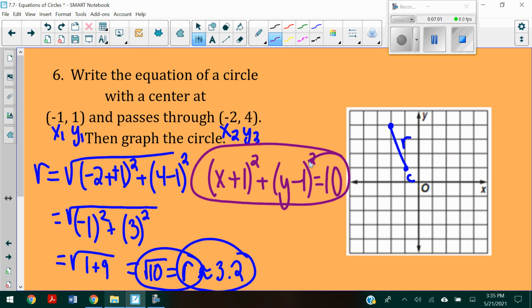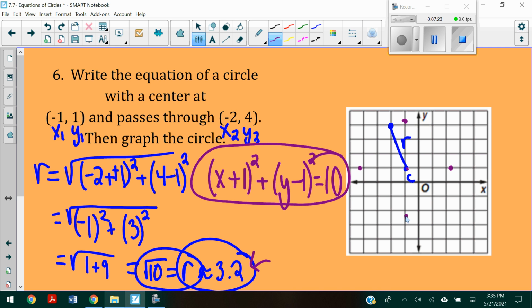All right, so there's our equation. Now we're going to graph it using this part. So you have your center, and now from here, we're going to count to the right over 1, 2, 3, and a little more. And then we're going to count up 1, 2, 3, and a little more. And then we're going to count to the left, 1, 2, 3, and a little more. And then count down, 1, 2, 3, and a little more.